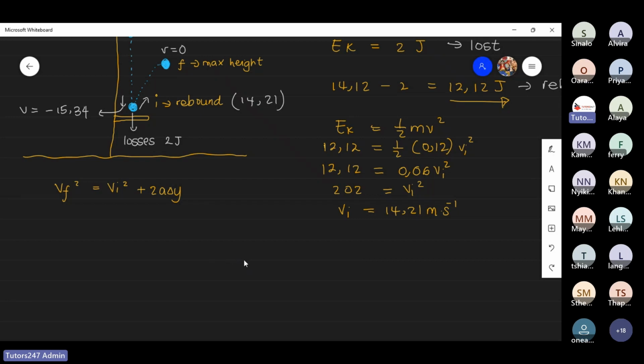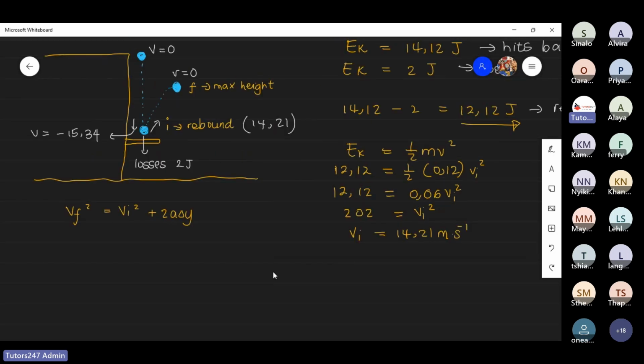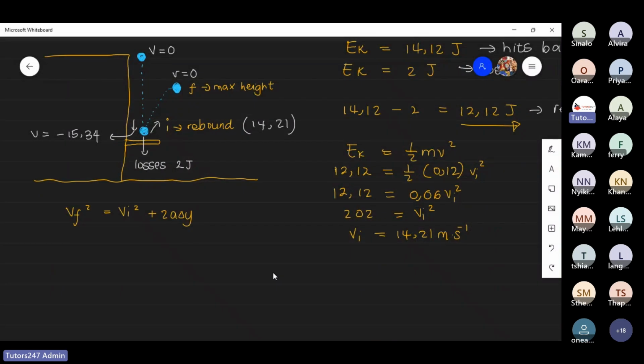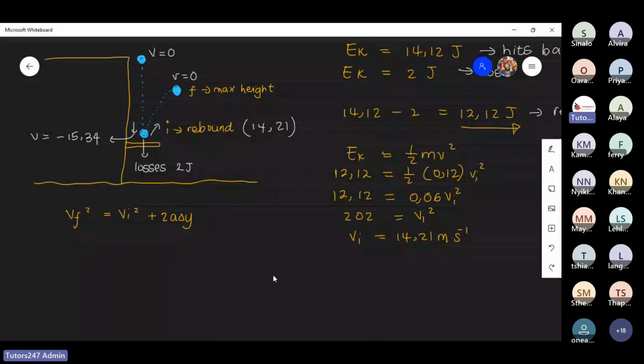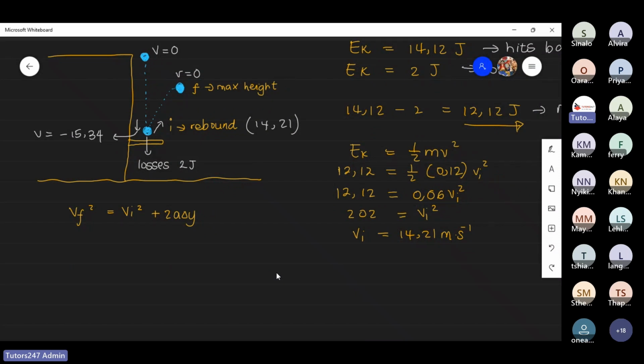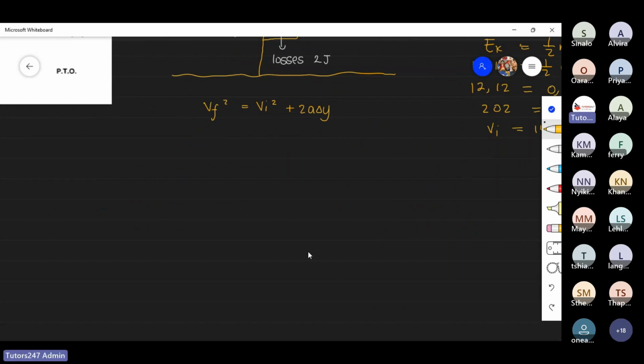So we have our initial velocity of 14.21. We have a final velocity, which is the velocity at maximum height, as 0. In addition to that, we have acceleration. Because I've taken upwards as positive, my acceleration value is going to be negative 9.8. So let's substitute all of this information. My final velocity, which is 0 squared, equals initial, which is 14.21 squared, plus 2 times negative 9.8 delta y.